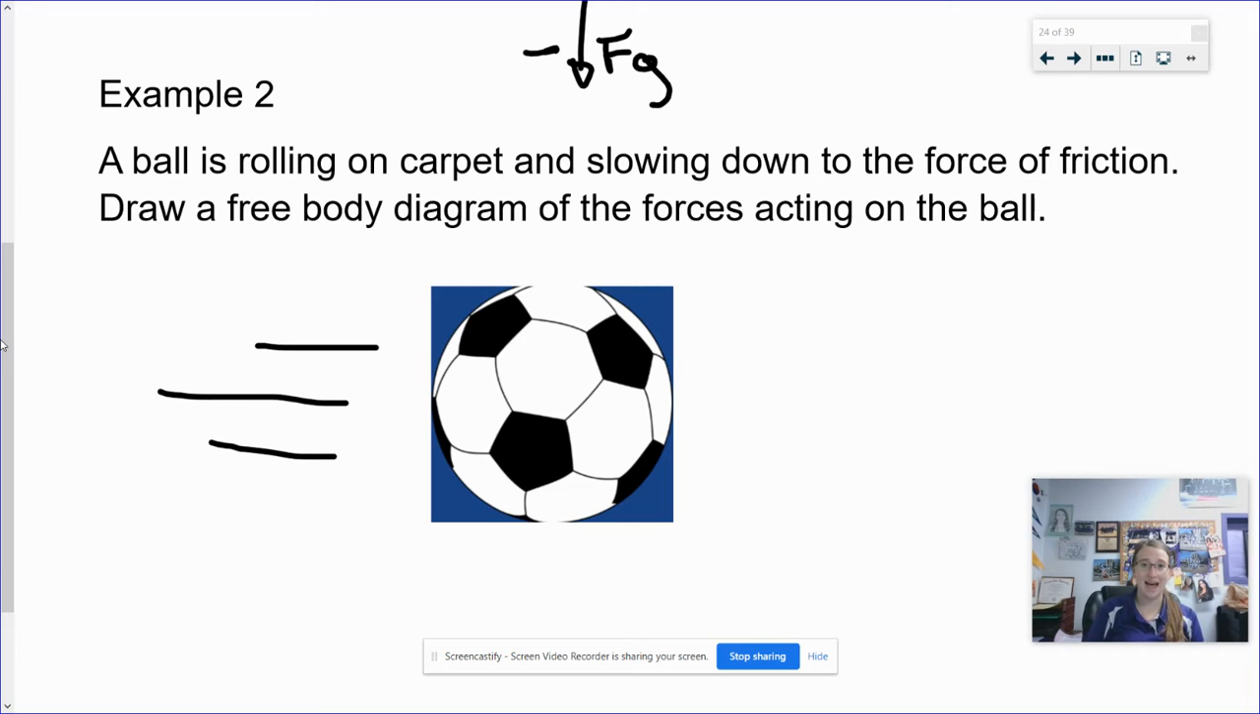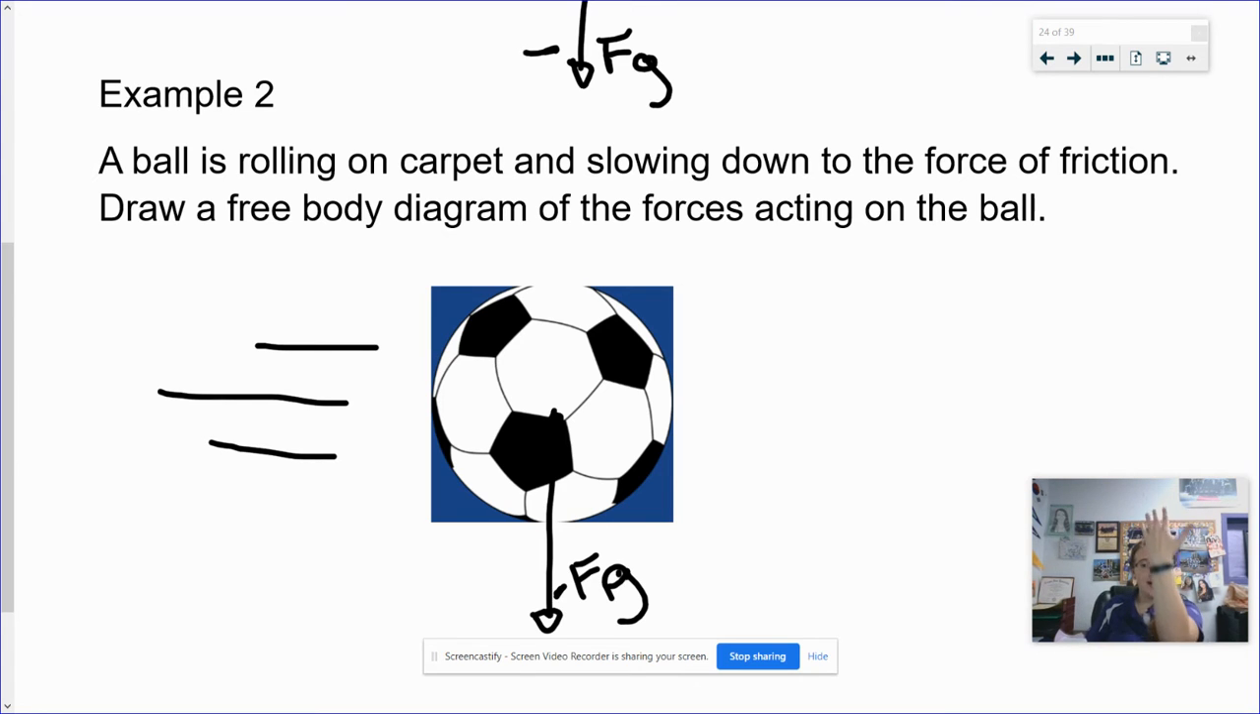What is always acting on every single object on Earth? The force of gravity. So I always draw that first because it's always a thing. Here's my force of gravity. And again, I'm going to call that negative because it's pulling down on the object.